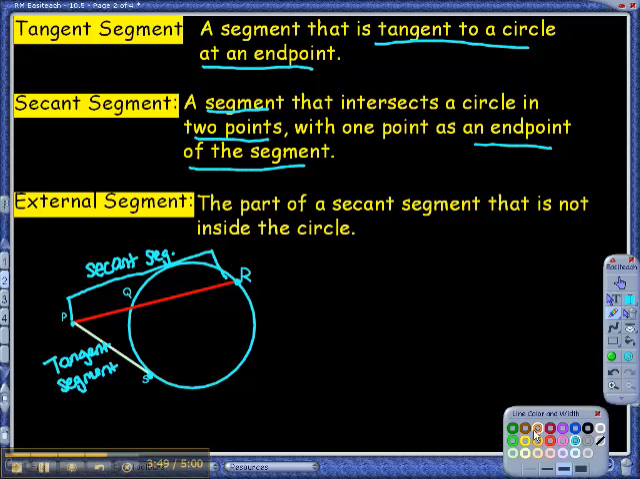Now, the external segment is going to be part of a secant segment that's not inside the circle. It's just outside. It's external. So this part, this segment PQ right here, that would be an external segment. Alright, we're going to be using that vocabulary in our next couple of theorems.